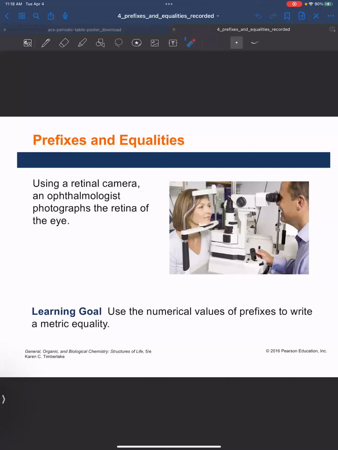Hi everyone. In this video, we will learn about prefixes and equalities. Our learning goal is to use the numerical values of prefixes to write a metric equality. And many of you in your everyday lives work with different prefixes and units. For example, we can see an ophthalmologist taking photographs of the retina of the patient's eye using a retinal camera. And there will be units and prefixes associated with the different measurements that the doctor is taking.